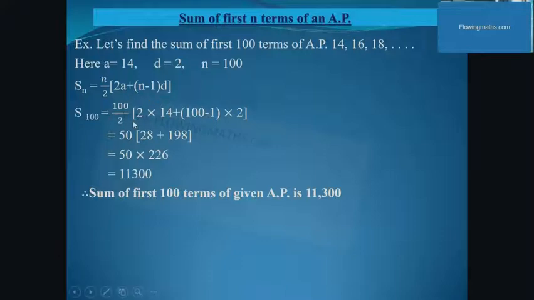So S100 is 100 upon 2, into (2 into 14 plus (100 minus 1) into 2). So the total value comes to 28 plus this is 99, 99 into 2 is 198. 28 plus 198 is 226. So 50 into 226 is 11,300. The sum of the first 100 terms of the given AP is 11,300.